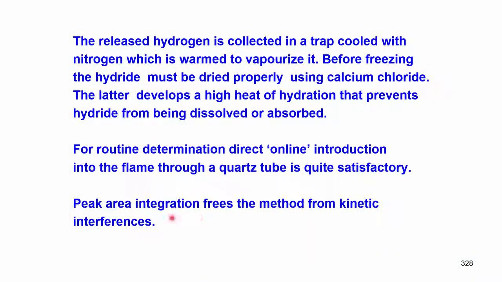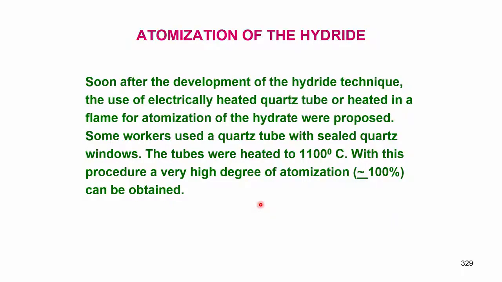that has been taken care of. So normally, whenever we determine these hydride forming elements, we go for peak area integration instead of peak height. So this frees the method from kinetic interference, that means mechanical interferences, where hydride is to be conducted over a time space or through the tube. Okay.